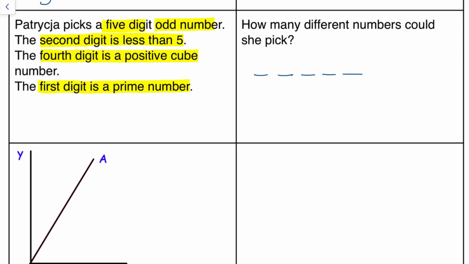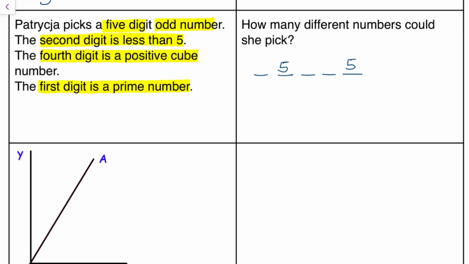So we're not picking cards with numbers on. Now we're picking any number between 1 and 10, but the 10 is a 0. And then we are only using numbers that we can use, if you see what I mean. So the fact it's odd means there's 5 choices for the last digit. So 1, 3, 5, 7, 9. The fact the second digit is less than 5 means it can be 0, 1, 2, 3, or 4. So there's 5 options here.